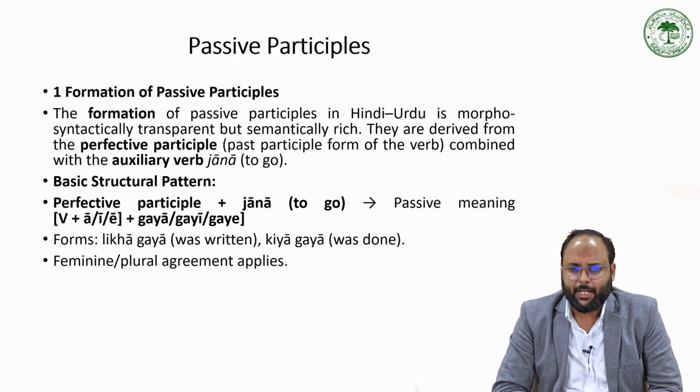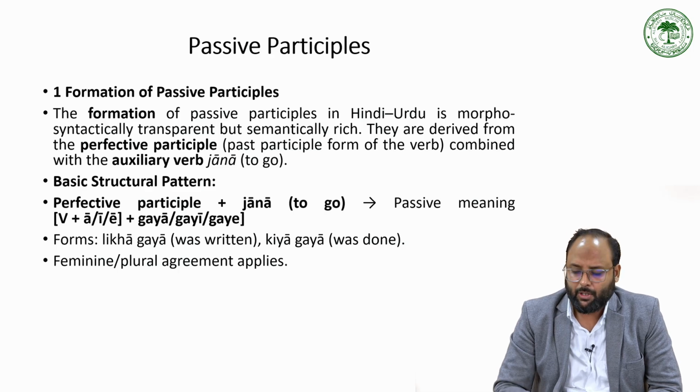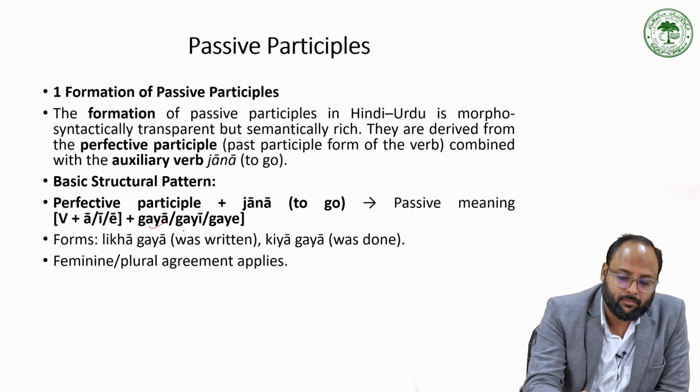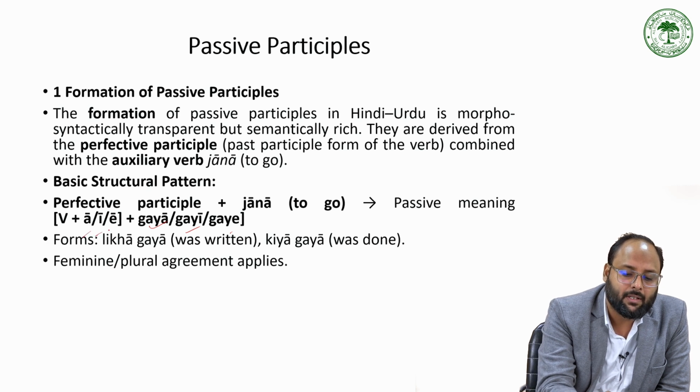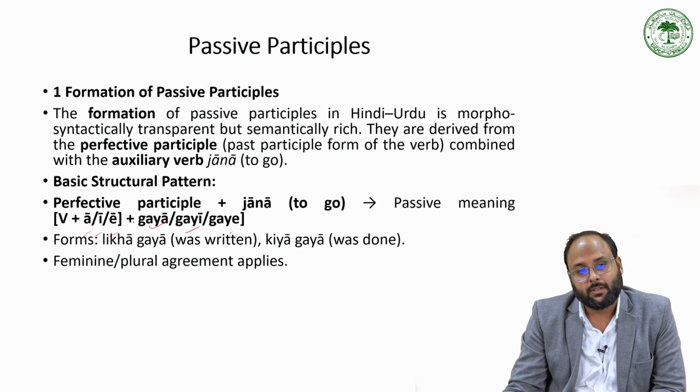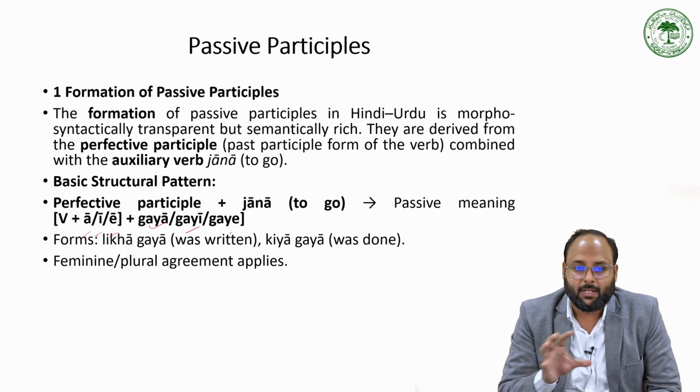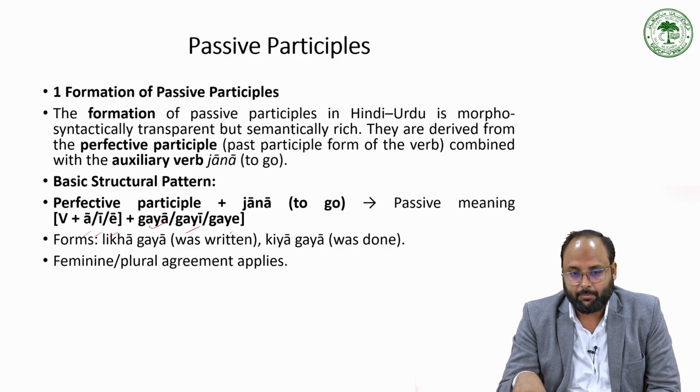They have agreement according to the subject, with feminine and plural using gaya, gayi and gaye, that is a, i and e. Like आम खाया गया, रोटी खाई गई and बहुत सारे आम खाए गए. So this kind of agreement we have in the passive participles.